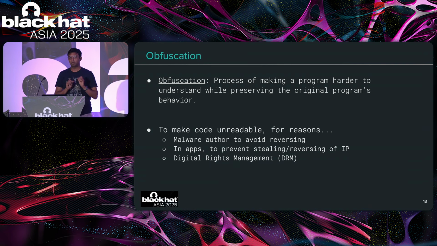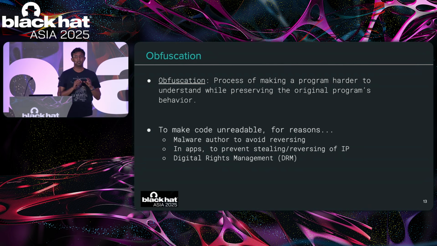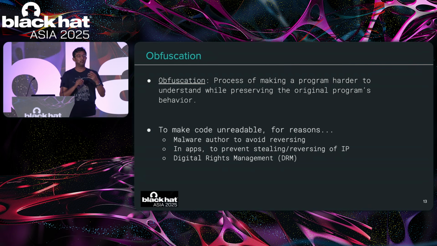So, a quick introduction about obfuscation. Obfuscation is the process or a technique where we are trying to make it harder to read or understand the code, but we want to preserve the original behavior of the code at the same time. Often we hear about obfuscation in the context of malware, that they use it to make the analysis harder. But there are a lot of legitimate uses of obfuscation as well.